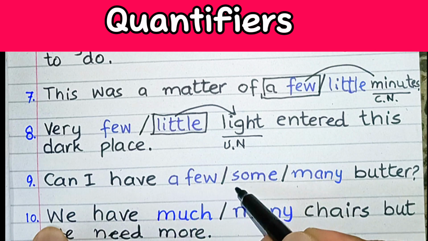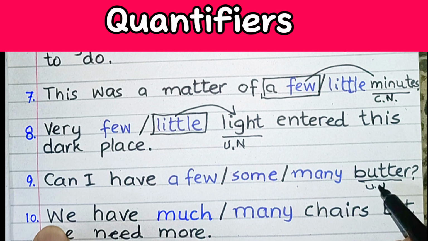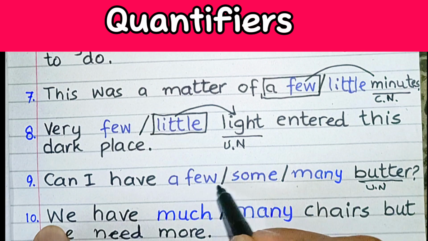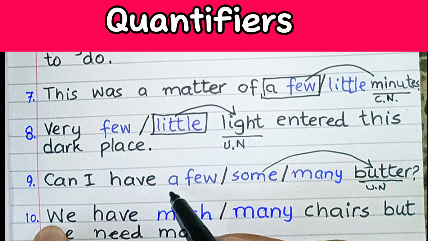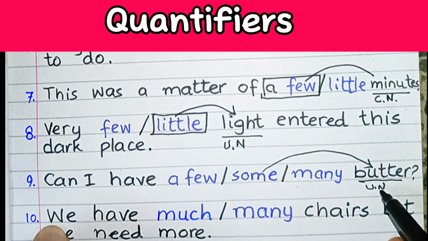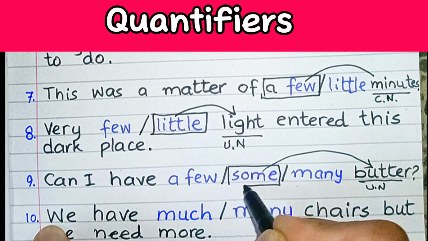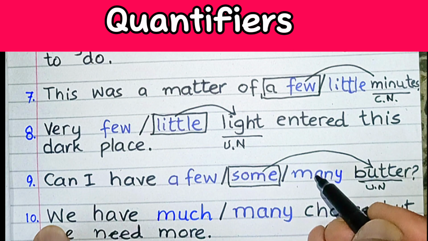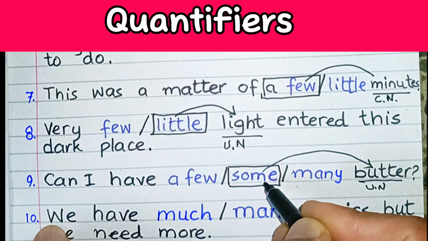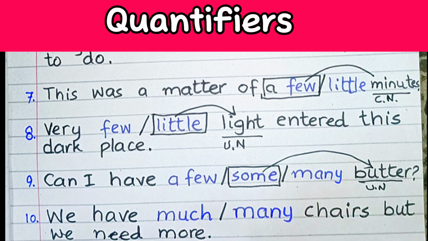Can I have a few or some or much butter? Again, butter is an uncountable noun. So we may write much butter, some butter. Can I have some butter? A few is not going to be the right option over here. Some can be used both for countable as well as uncountable nouns. Any may also be the right option if it were one of the options.